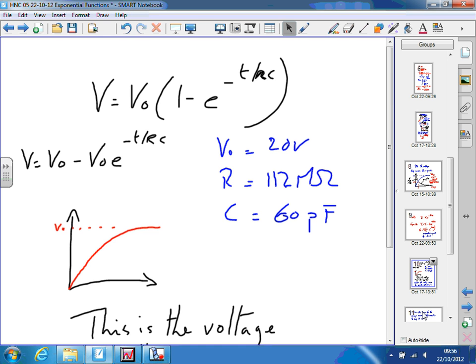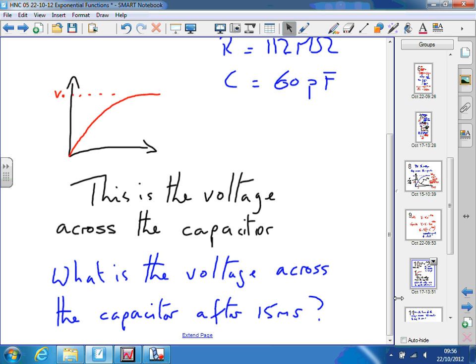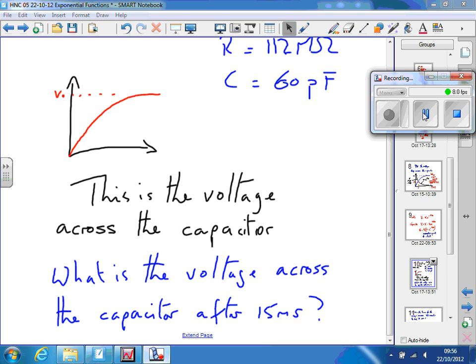So V0 equals 20 volts, R equals 112 megohms. Again, the capacitance is 60 picofarads. Just to confirm, calculate the voltage after 15 milliseconds by putting the values into that formula, and you should find it comes to the difference between the two, which we worked out already. But just work it out.